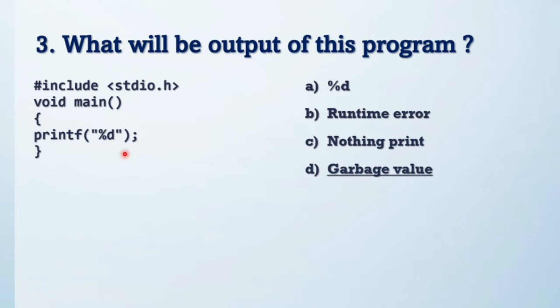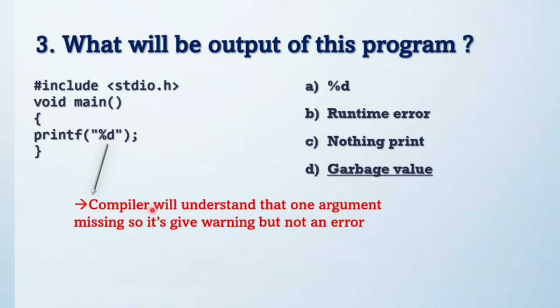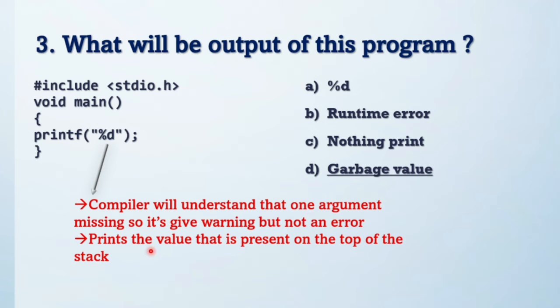Here you need to understand one point. The compiler is our boss, so the boss will understand that one argument is missing. So it gives a warning but not an error. Here percentage d is our format specifier. The compiler understands there is one argument missing, but it's not an error. So it will print whatever value is present on the top of the stack. So the output is a garbage value with a warning.